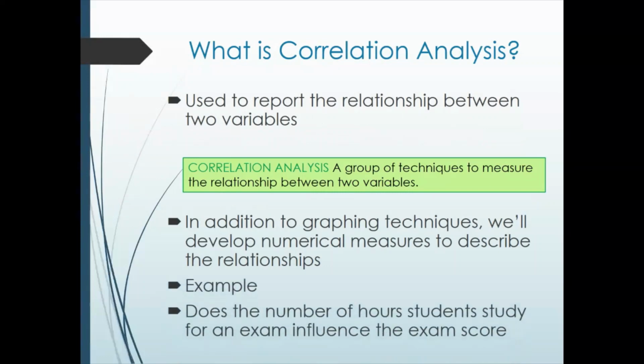Now, our second topic is correlation analysis, which also tells us the relationship between two variables, X and Y, but is a different way to tell the same story. The correlation analysis is a group of techniques to measure the relationship between two variables like X and Y. Now, this is besides your scatter diagram. So you will do the scatter diagram plus you will get a correlation analysis. They both will tell you the same story.